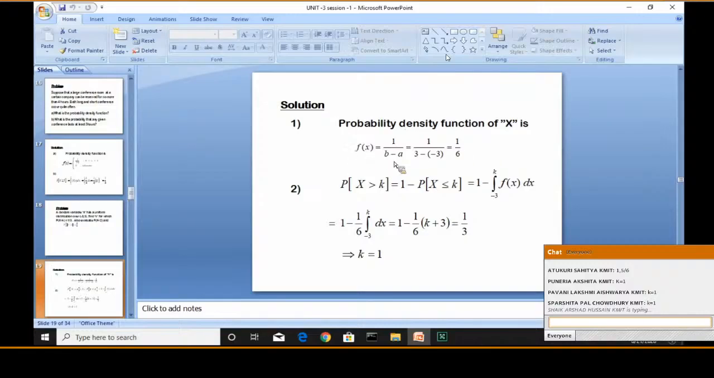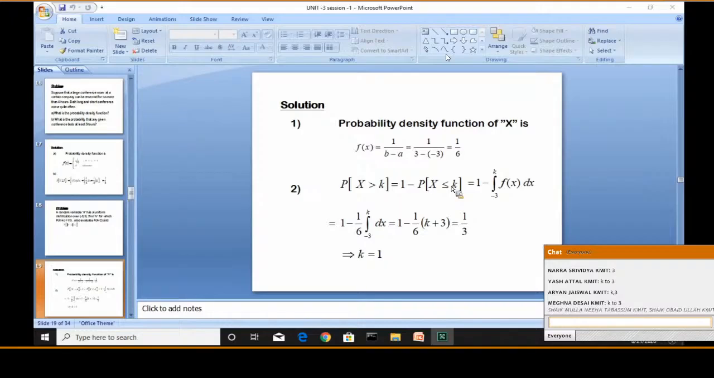Yes. Probability density function f of x is equal to 1 by b minus a. As you all have written, even though I am little slow, you did it fast. 1 by 3 minus minus 3, it is 1 by 6, as correct. Probability of x greater than k can be written as 1 minus probability of x less than or equal to k. What will the upper limit be? What is a? What is b? We have written plus 3, so the upper limit is 3 only. That way also you can calculate.